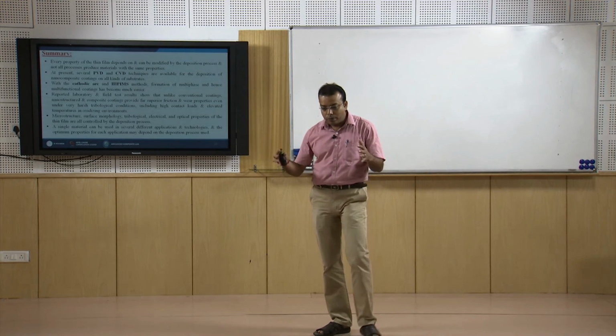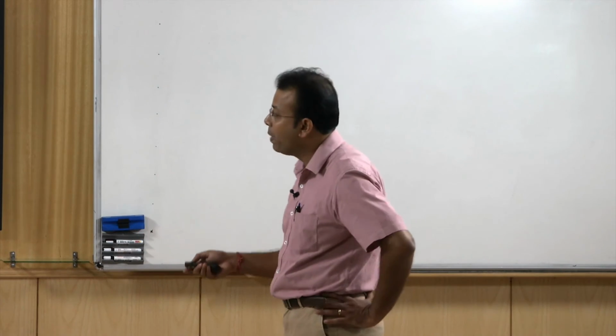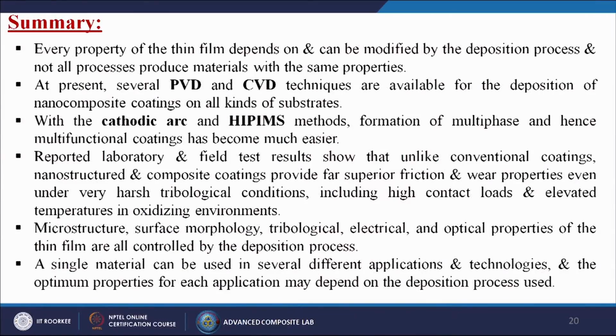Now I am going to summarize my whole lecture into some brief points. Every property of the thin film depends on, or can be modified by, the deposition process, and not all processes produce materials with the same properties. At present, several PVD and CVD techniques are available for the deposition of nanocomposite coatings on all kinds of substrates. With the cathodic arc and HIPIMS methods, formation of multiphase and multifunctional coatings has become much easier. So, a single material can be used in several different application technologies, and the optimum properties for each application may depend on the deposition process used.